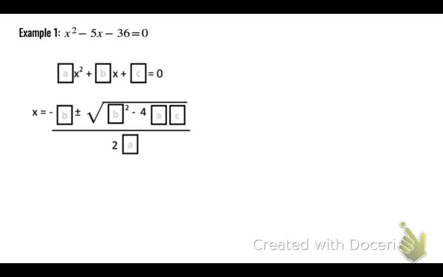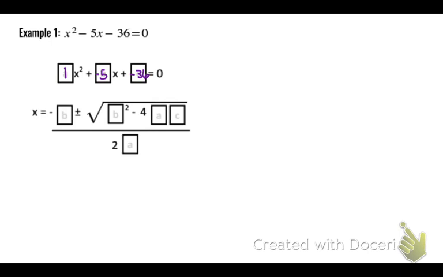So for example 1, x squared minus 5x minus 36 is equal to 0. For this one, remember that if we don't have a written coefficient in front of the x squared, it's a 1. The b value is a negative 5. So a, b, and c take the sign of that coefficient. And then the same thing with our constant, it's a negative 36.